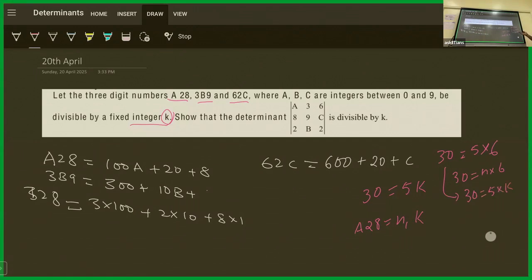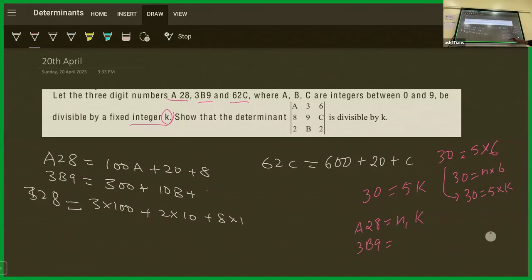Now we know the value of k. K will be 6 here. We know the value of n here. N will be 5. So the same thing applies here, because this number is divisible by k. So can I write this number in terms of k? Yes, but k should be multiplied with some integer, and that integer we are saying is n1. Understood? Anyone has any doubt about this? So the second number, 3B9, how can we write it?